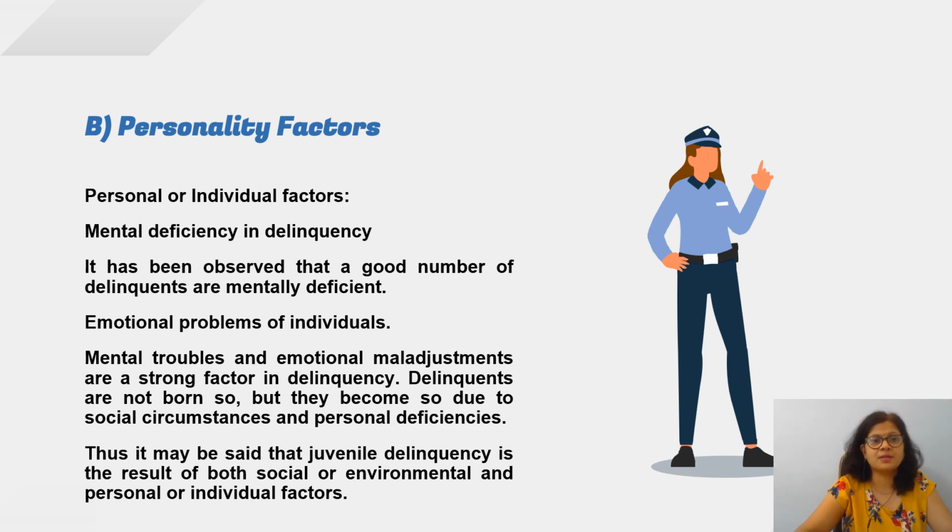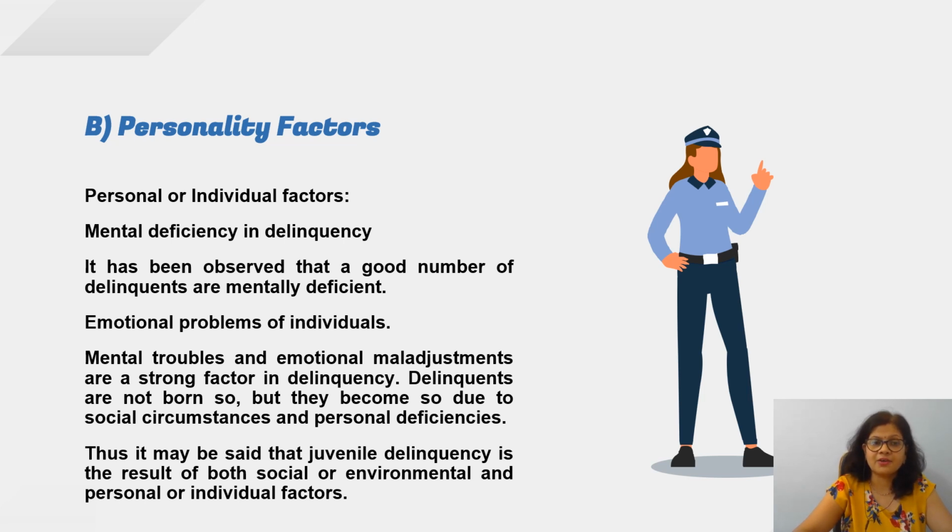Then let us proceed towards the personality factors. Let me make it clear here. Personal or individual factors: mental deficiency in delinquency. It has been observed that a good number of delinquents are mentally deficient. They are not mentally good. It has also been observed that these mentally deficient children face emotional problems. These mental troubles and emotional maladjustments are a strong factor in delinquency.